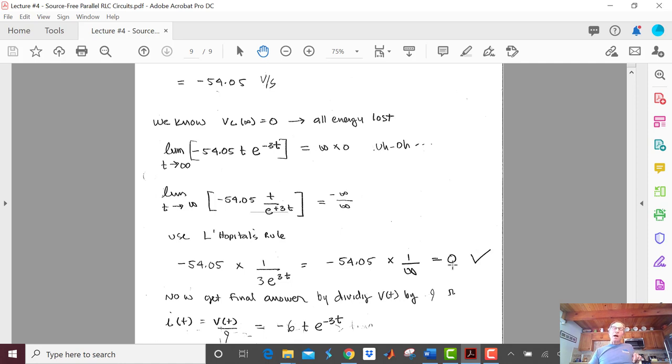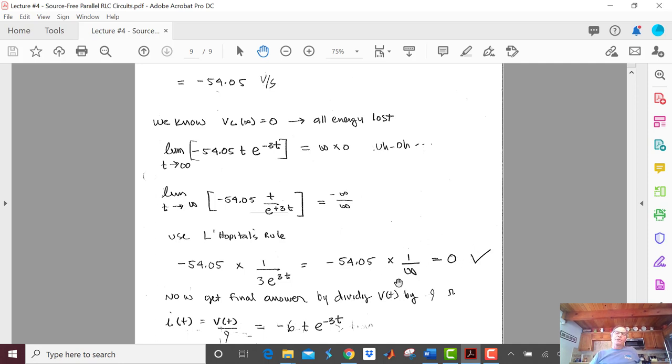So good stuff. V at 0, the circuit and the math matched. dV/dt at 0, circuit and the math match. t equals infinity, the circuit and the math matched, plus we got to pull a cool tool out of our toolbox, and I just think that's really fun. I think that's really cool. So I'm good with that V.